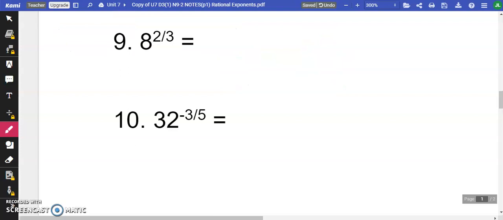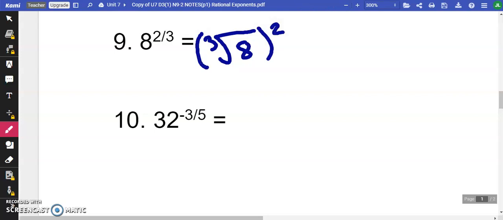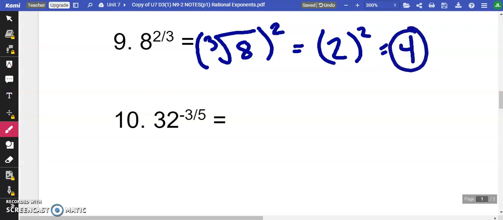So once again, for question number 9, the denominator is a 3, so I know I need a cubed root. And then the top of the fraction is a 2, so I need an exponent of 2. When I do the cubed root of 8, I get 2. And then 2 squared gives me 4.